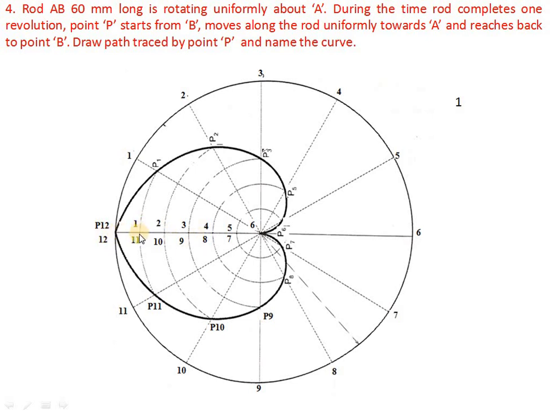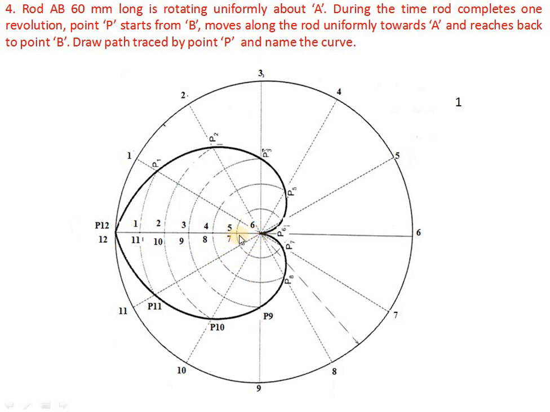Now how to mark the points? From the center, take radius 1, it goes to 1. From the center, radius 2, it goes to 2. Radius 3, it goes to 3. Radius 4, it goes to 4. Then radius 5, it goes to 5, and the last point is 6. Now it comes to its center. Now it will go back to its original position.